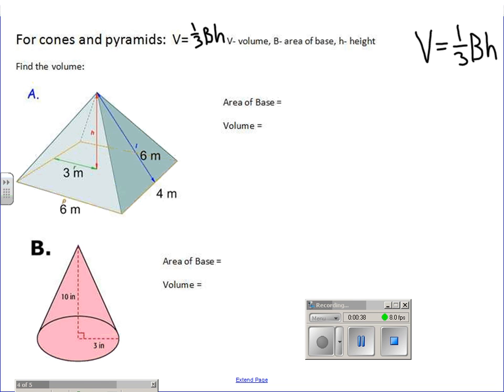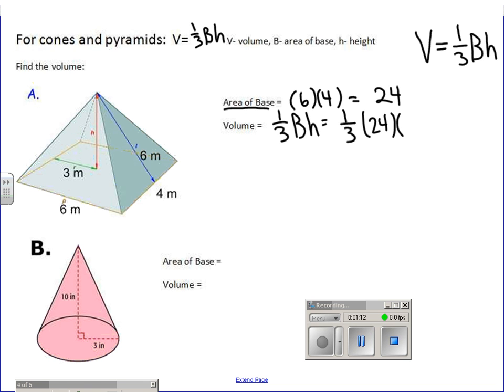So let's look at this pyramid. The base is a rectangle, so to find the area of the base, easy peasy, length times width, 6 times 4 equals 24. Not so bad. Now we need to multiply by the height. So to find the volume, we need to do 1/3 times the area of the base times the height. So that's 1/3 times 24 times the height.